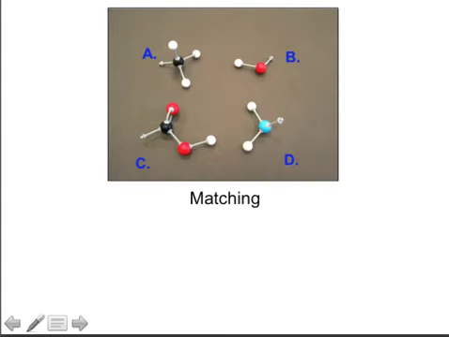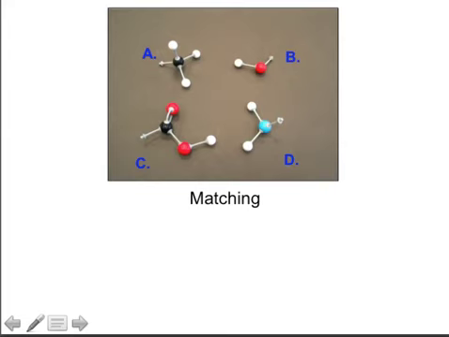Here's another matching activity. This is a matching activity for functional groups, and what we want to know is which functional group is which. Now, what the heck is a functional group? It's a cluster of atoms. It's attached to a larger molecule. Okay, and the reason we make a big deal out of functional groups is because they can impart unique chemical properties to the molecule that they're attached to.